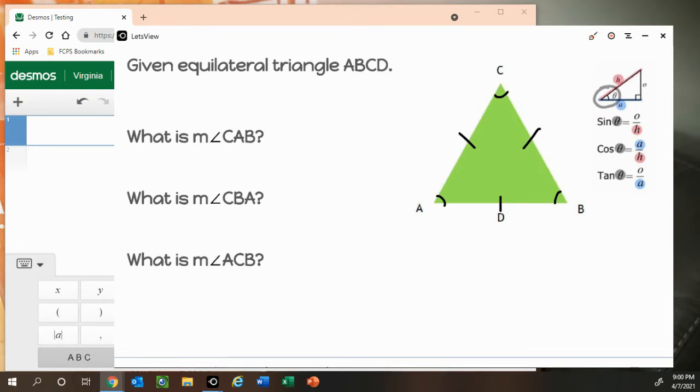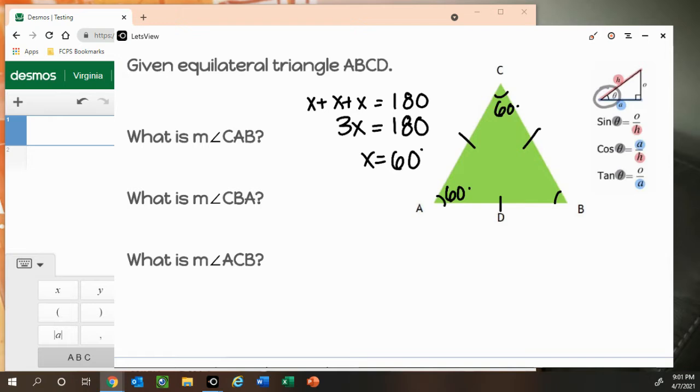In an equilateral triangle, we know that these three angles, let's all call them angle x, x plus x plus x need to add up to 180, right? Because all angles in a triangle add up to 180. So that would give me 3x equals 180, x equals 60. And again, this is obviously going to be true for every single equilateral triangle. The angles are always going to be equal to 60 degrees in an equilateral triangle.